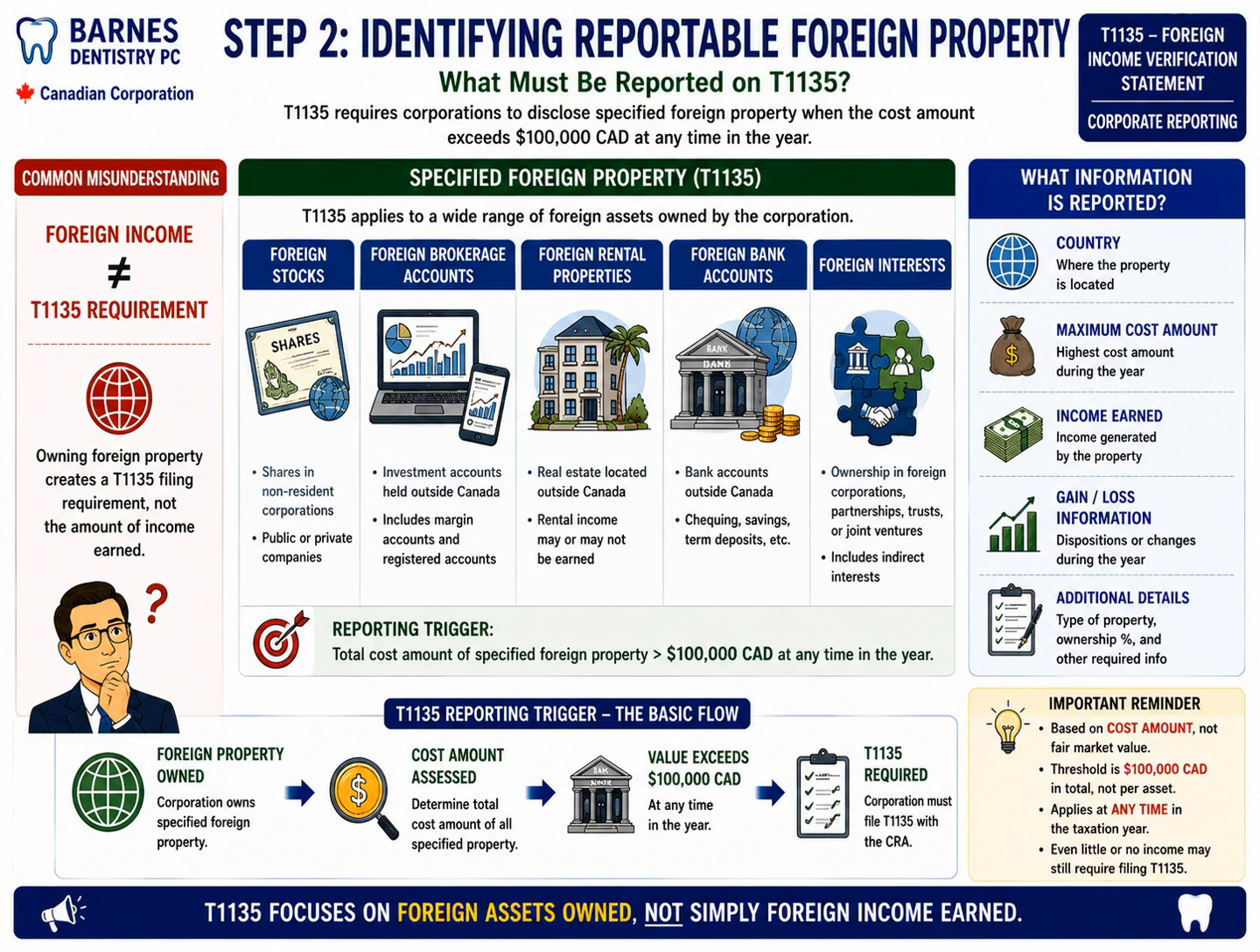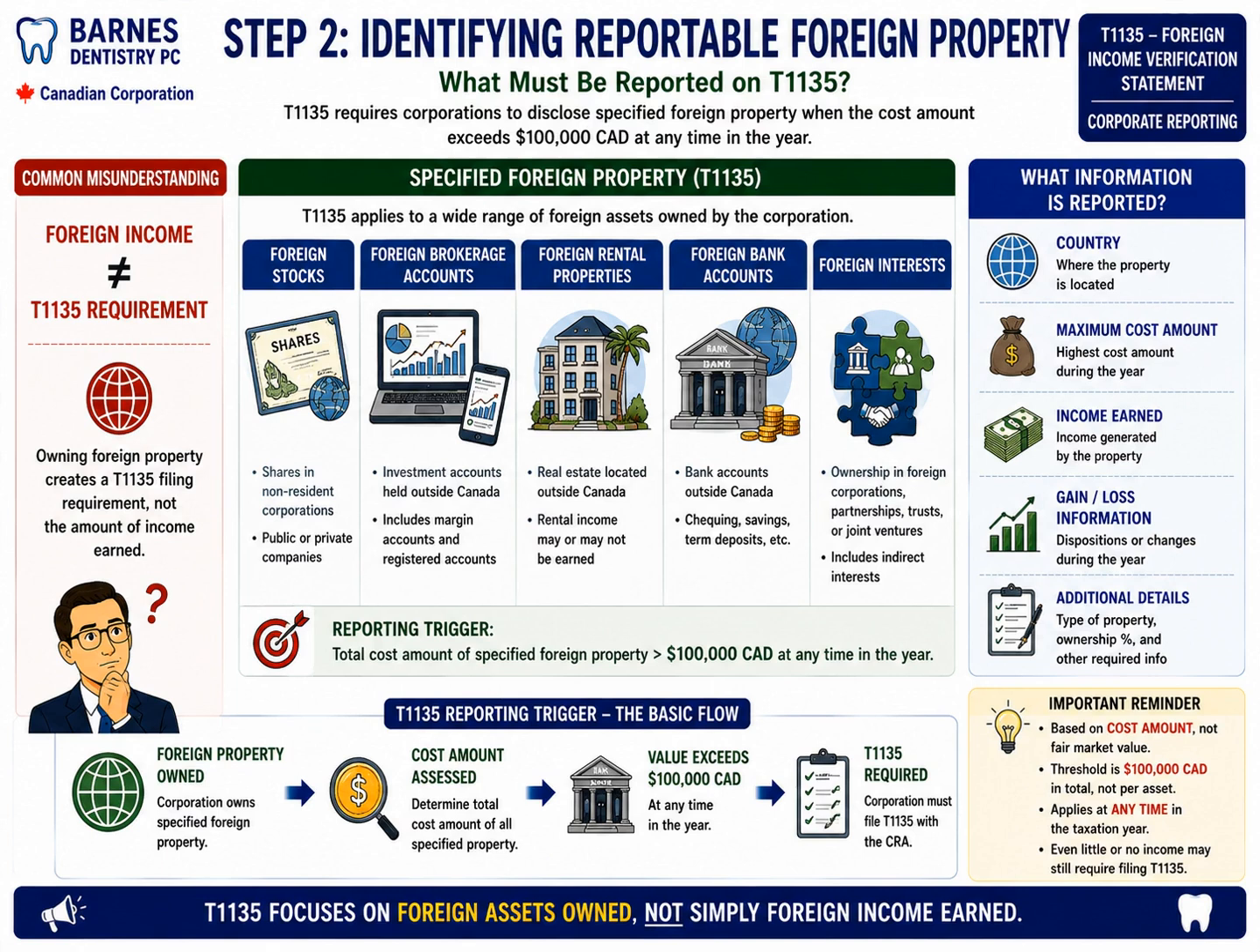The important lesson here is that T1135 covers a broad range of foreign assets. It is not limited to one specific type of property. Now let's look at the reporting trigger shown near the bottom of the slide. The key threshold remains the same. The total cost amount of specified foreign property exceeds $100,000 Canadian at any time during the year.